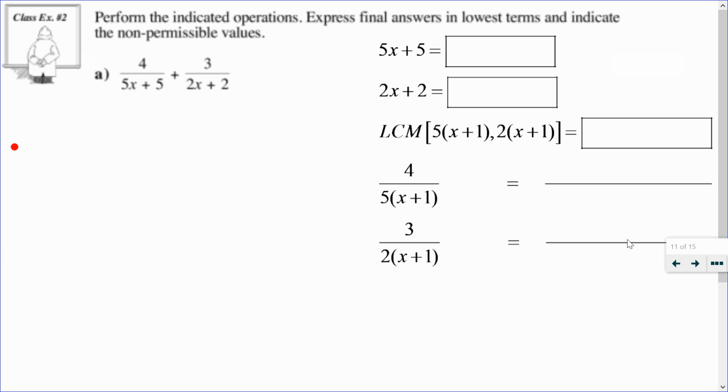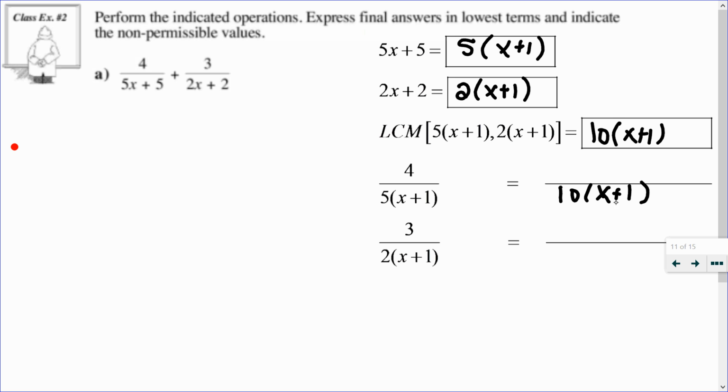Okay, let's try this one here. So 5x plus 5 and 2x plus 2. You could use each of those individually, but your answers are going to get really big. So if you can factor your denominator, always factor your denominator. So I see that I have a greatest common factor here. So I want to find the lowest common multiple of 5 and 2, which is 10. And I need a factor of x plus 1. And that will cover the lowest common multiple of both denominators.